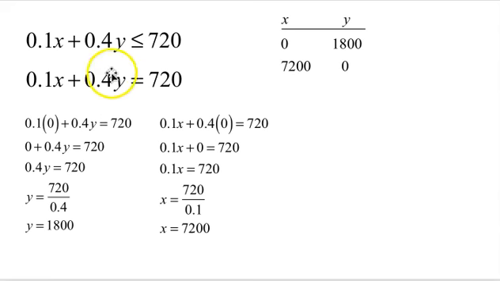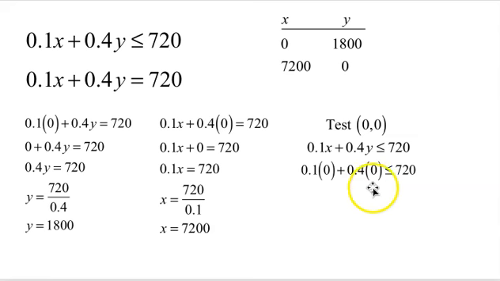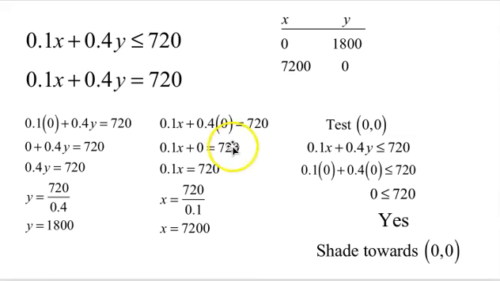And we're going to test 0, 0 again. Let's think about this. 0.1 times 0 plus 0.4 times 0, is that less than or equal to 720? Is 0 less than or equal to 720? Of course it is. So again, we're going to shade towards 0, 0. So just to emphasize that, testing 0, 0, 0.1 times 0 plus 0.4 times 0, is that less than or equal to 720? Of course it is, so we shade towards 0, 0.